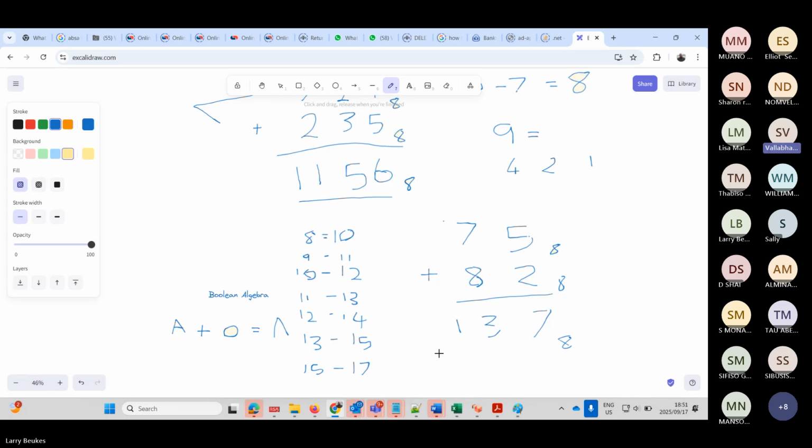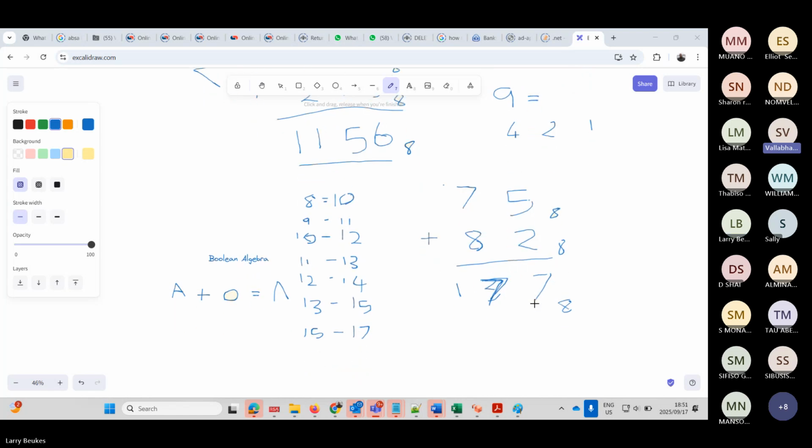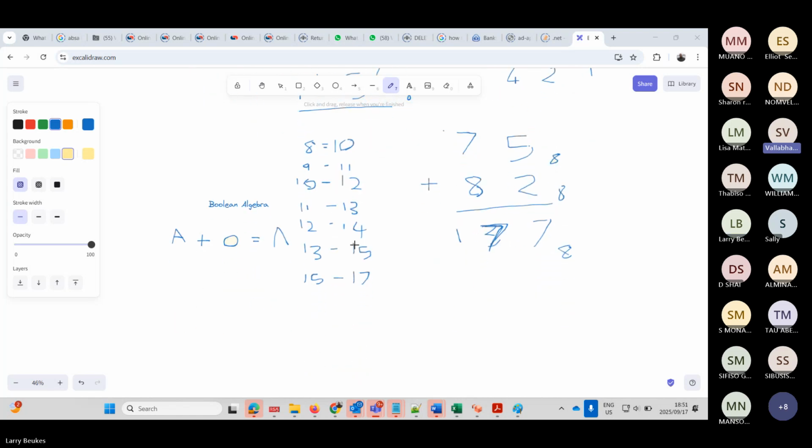So it should be like 17 here. 177 is the answer. Our final answer is 177. Okay, it makes sense. So you should only remember this. Starting from 8 in octal is 10, 9 is 11, 10 is 12. It goes on like that. Because we have 15 here, 7 plus 8 is 15. So in octal, it should be 17.